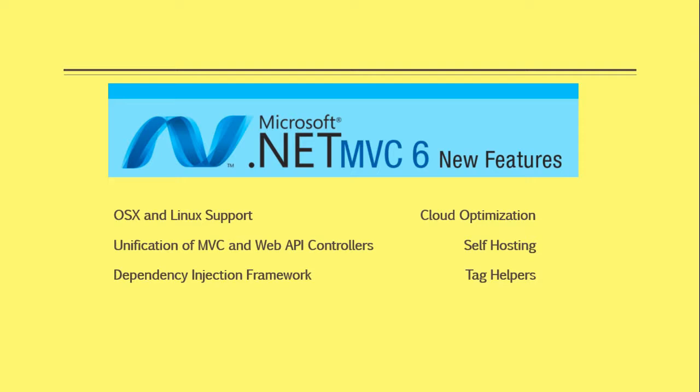And then the third feature is unification of MVC and Web API controllers. Here in MVC 6, you will find the web page controllers, the MVC controllers and the API controllers are merged together. So they are kind of uniform.